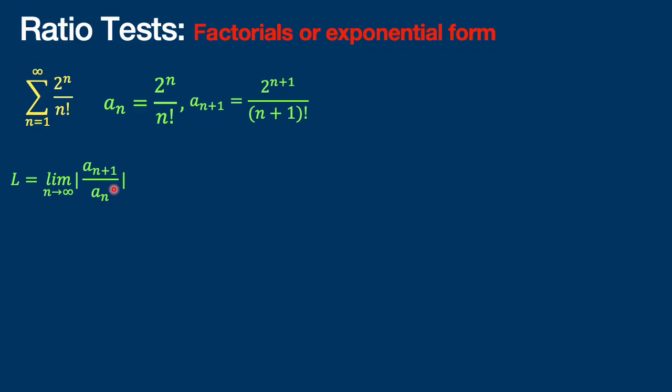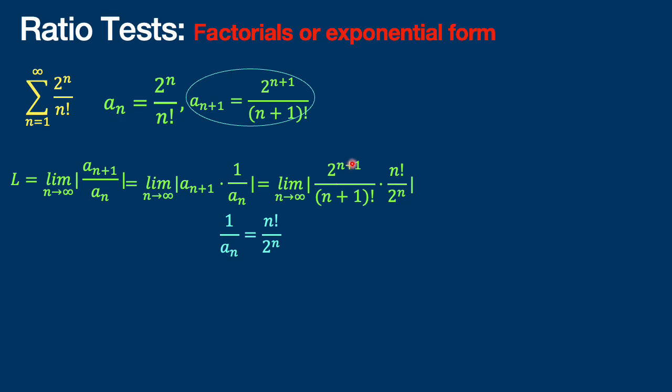I want to rewrite a_(n+1) over a_n as a_(n+1) times 1 over a_n. So I put a_(n+1) right here, 2 to the n plus 1 over (n plus 1) factorial. 1 over a_n is going to be the reciprocal of a_n, that's n factorial over 2 to the n. Now, what do you have? Right here, guys: 2 to the n plus 1 over (n plus 1) factorial times n factorial over 2 to the n.